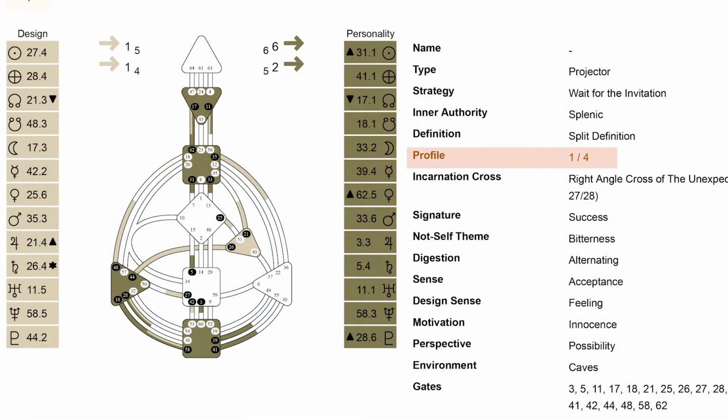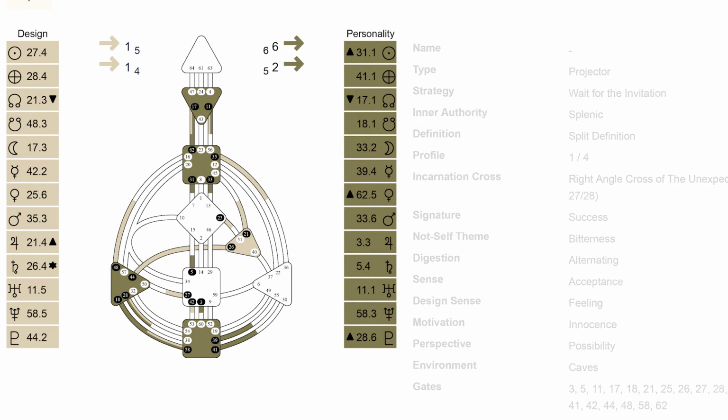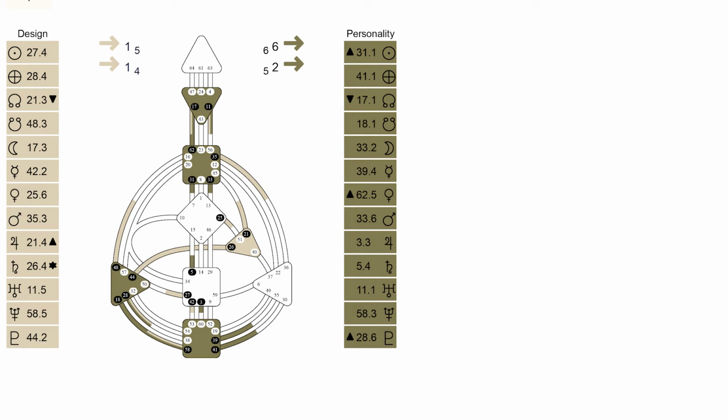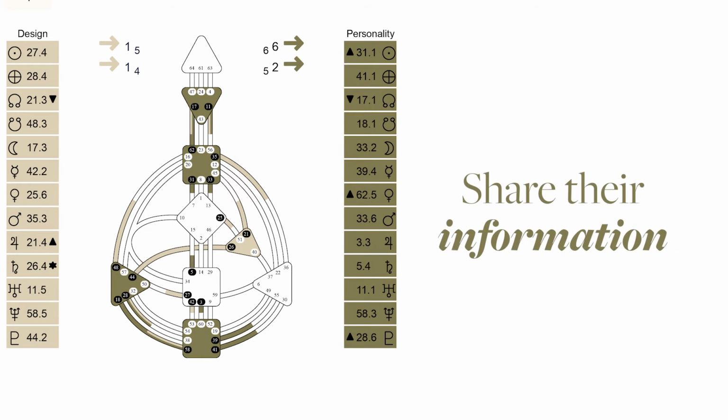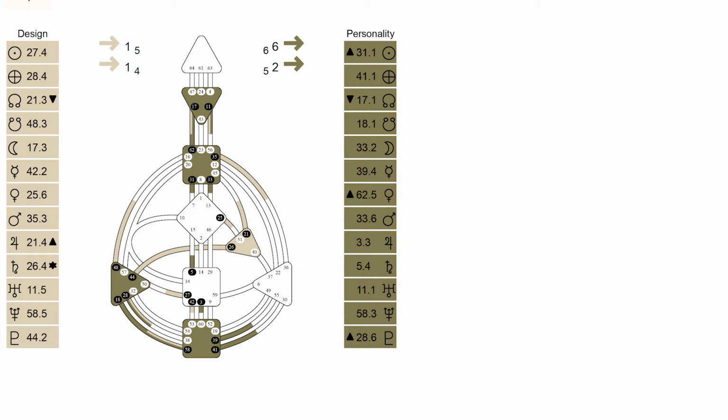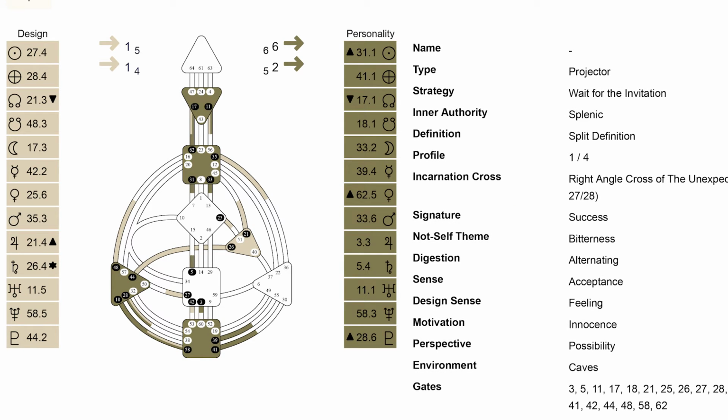This person has a 1-4 profile. Right? And so the 1-4 profile has a smaller number in front, meaning this person has a personal karma. And so they're really meant to share their information with the community and the people in their life. When they are aligned, when they're living their projector strategy, when they're following the invitation, they will have a crowd of people that are really eager to hear and listen to what this person has to say.